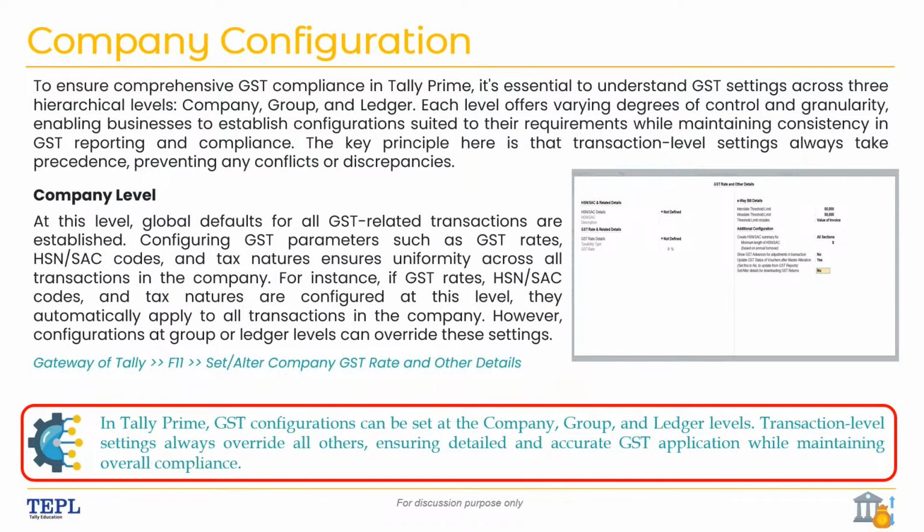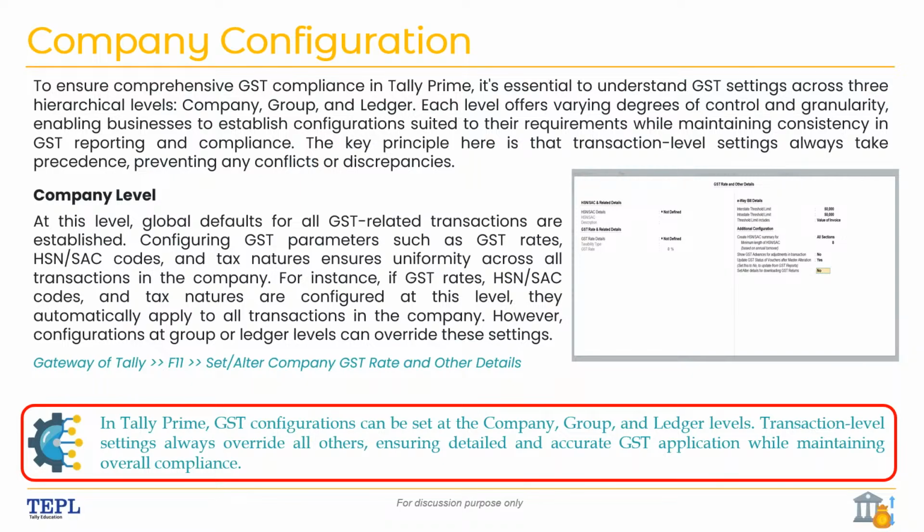So if I configure something at a ledger level and that is conflicting with any other level, group level or company level, then the setting at the ledger level will prevail. So in case of a conflict between the setting at ledger level and the setting at group level or company level, my ledger level will prevail. So this hierarchy you should keep in mind so that you're aware from where Tally is picking up the rate and HSN related details. I will also show you where you can check where these details are coming from.